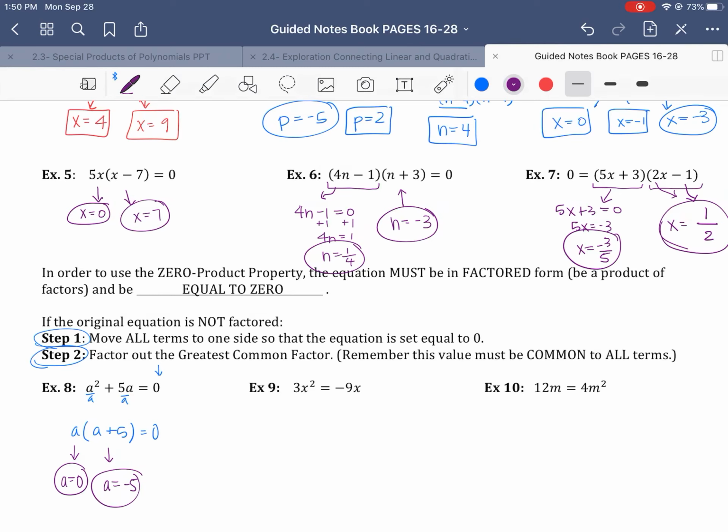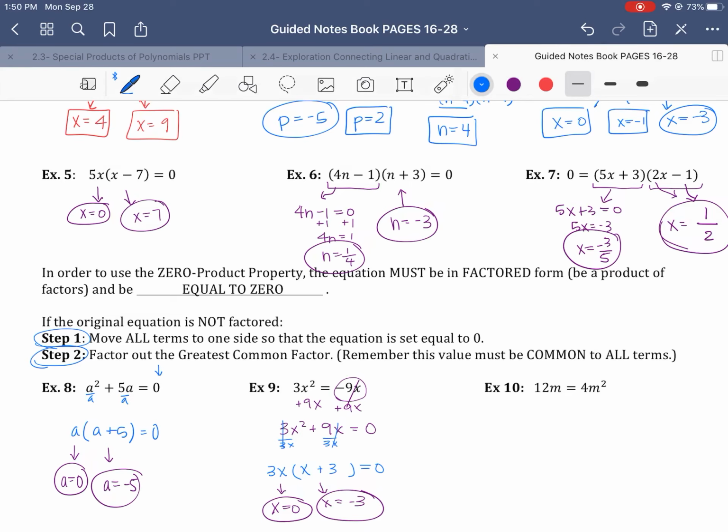On the next one, notice it's not equal to 0, so we do need to take this whole term and move it to the other side. So I'm going to add 9x and add 9x, which gives me 3x squared plus 9x equals 0. That's our first step. Then we look for a greatest common factor. In this case, it looks like they both would divide by 3x. So we pull the 3x out front, and we end up with x plus 3. Then we identify the solution. So either x is 0 or x is -3.